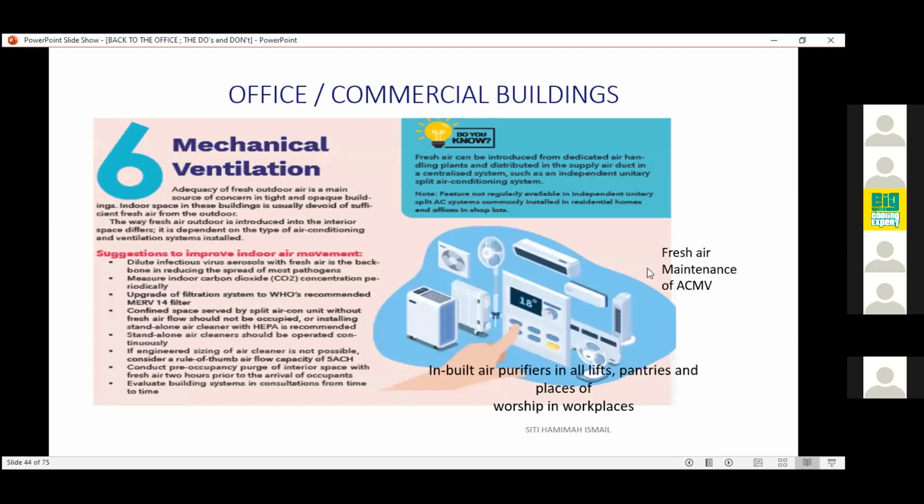Okay, untuk commercial, okay, kita ada banyak. Antaranya tadi Cik Mazlan dah sebut, upgrade filtration. Kalau WHO dia bagi 14, MERV 14, okay. Tapi kalau kita letak at this particular moment MERV 13 is sufficient. Okay. So lagi satu issues yang you can look into.